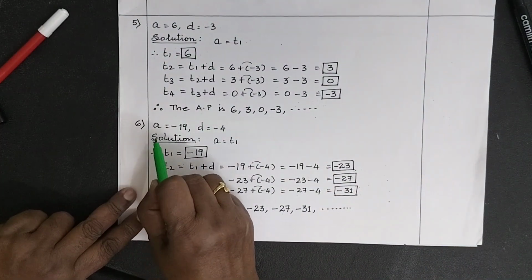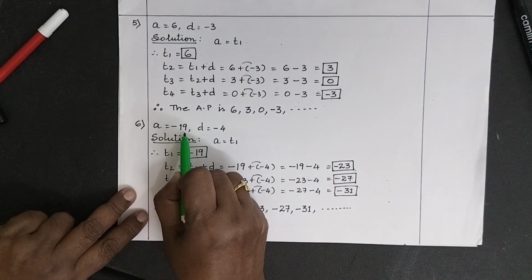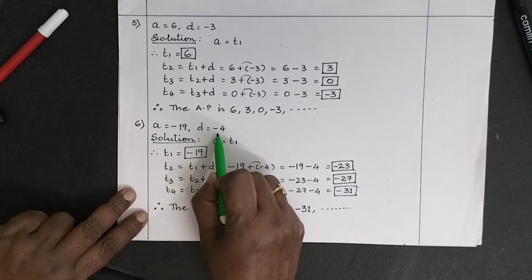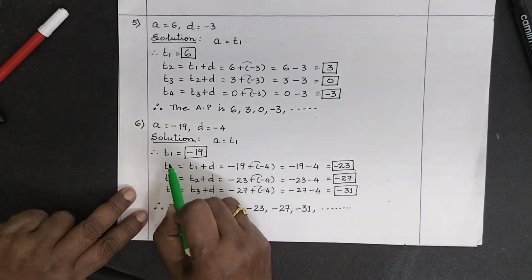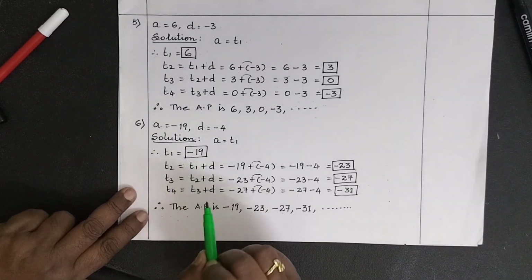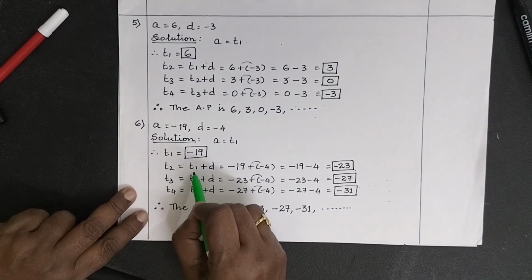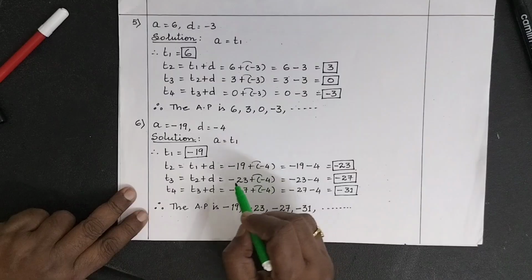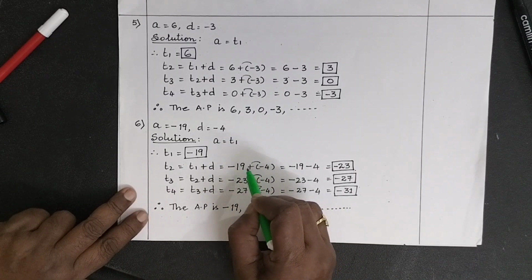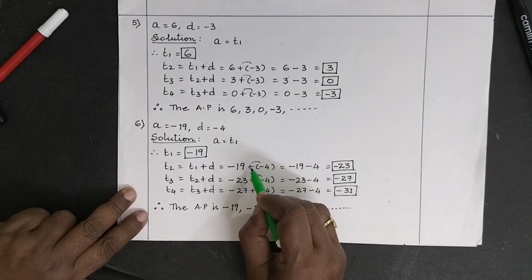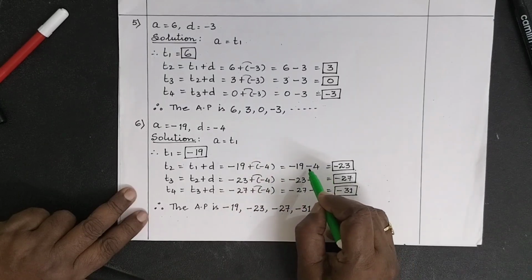Now sixth sum, A is equal to minus 19 and D is what? Minus 4. Now A is equal to T1. So T1 is what? Minus 19. So T2 is what? T1 plus D. So T1 is what? Minus 19 plus of minus 4. Again plus of minus 4 is minus 4.